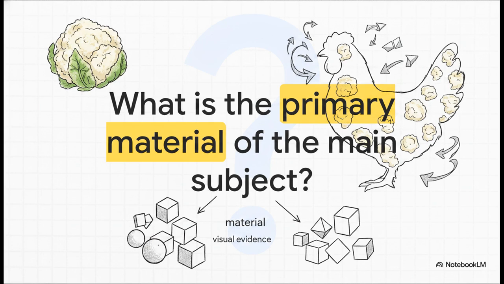Now, this is a super high probability exam question right here. When you look at the bulk of this figure, what is it actually made of? It's so easy to just let your brain jump to conclusions based entirely on the overall silhouette. Our minds are literally hardwired to recognize animal shapes in an instant. But for this exam, we have to bypass those assumptions and rely strictly on the visual evidence.